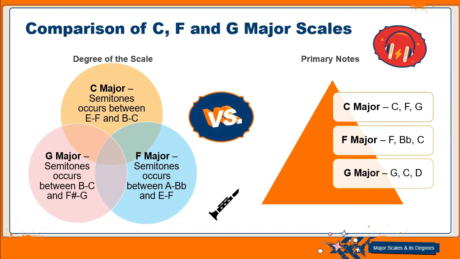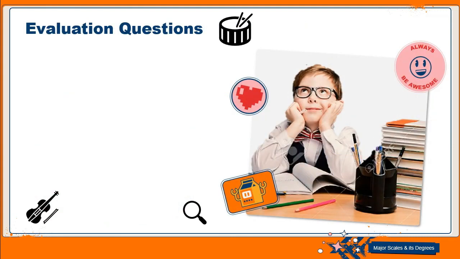Take note that the C major scale has no sharp or flat accidentals, and the semitones occur between E and F and between B and C. And for F major, it has only one flat, and that flat is on B. And for G major, it has only one sharp, and that sharp is on F. It's F that is sharpened.